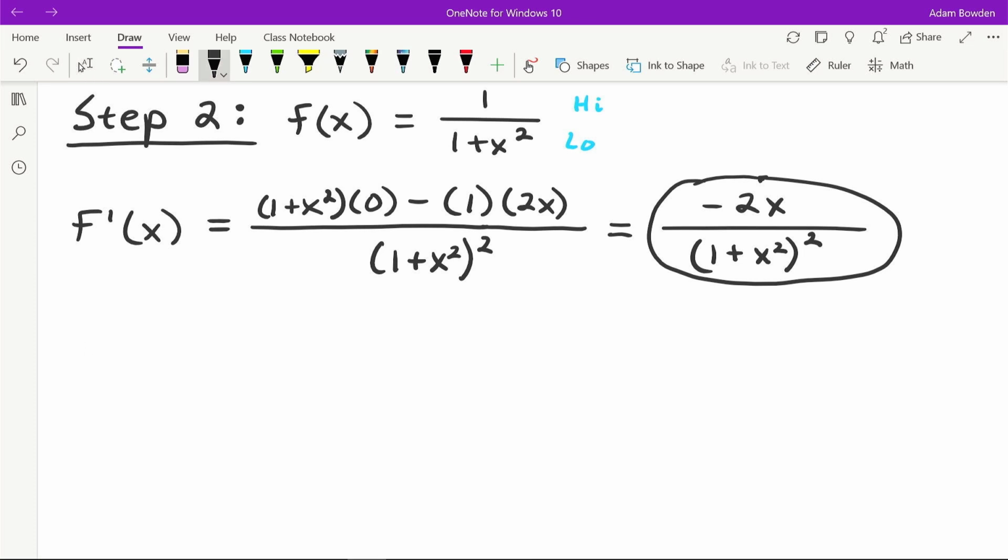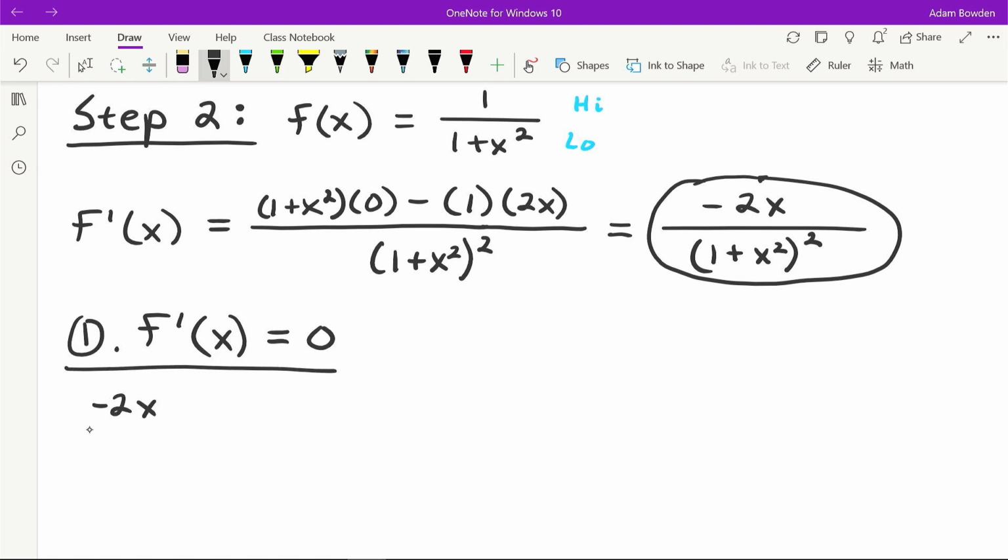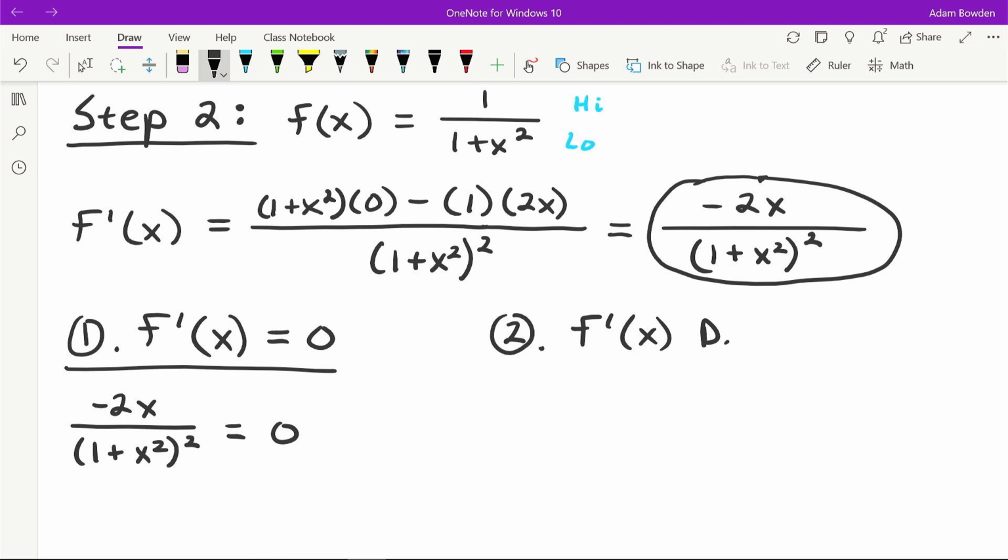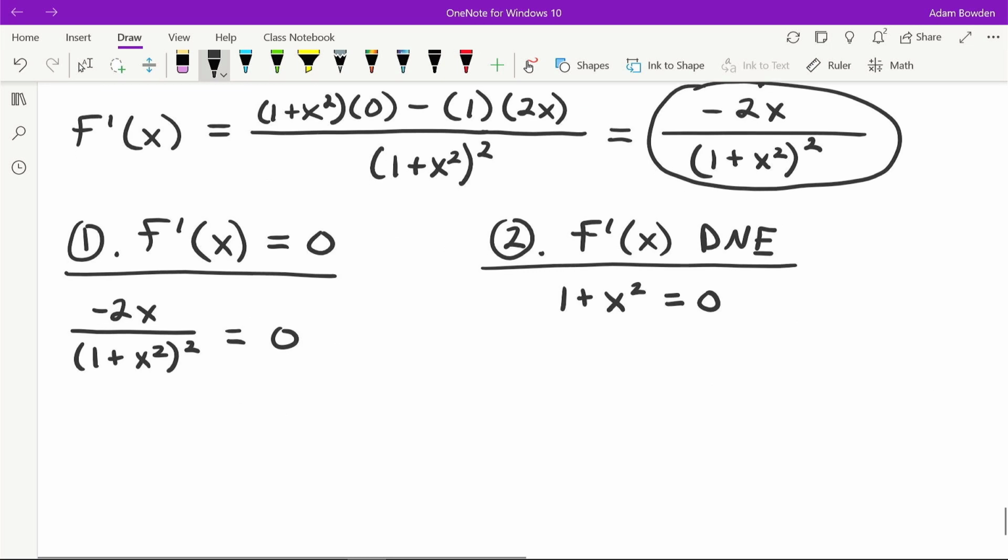Now we'll go ahead and consider where the first derivative is equal to 0. So we take negative 2x divided by (1 plus x squared), all raised to the second power, equal to 0. We'll do that. We'll also consider where the first derivative does not exist, which again is going to be about the denominator equal to 0, regardless of what power it's raised to, just the stuff in the parentheses.